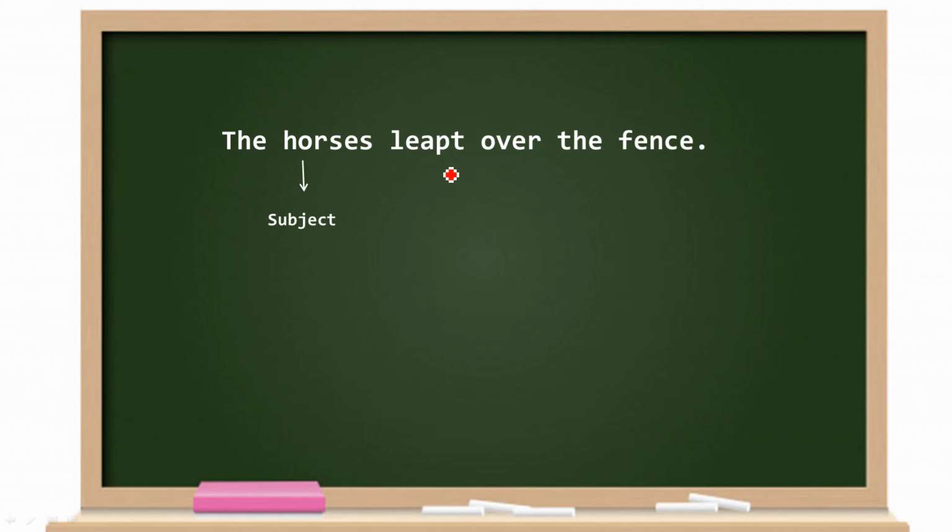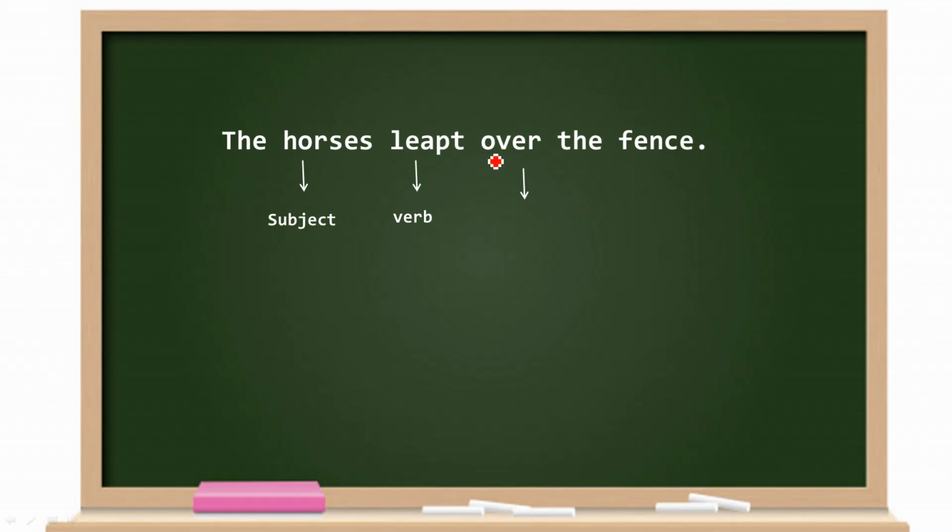First of all, take a look at this example. The horses leapt over the fence. Now we have a normal sentence that starts with the subject, which is horses, then the verb, which is leapt, and then we have the rest of the sentence, over the fence.